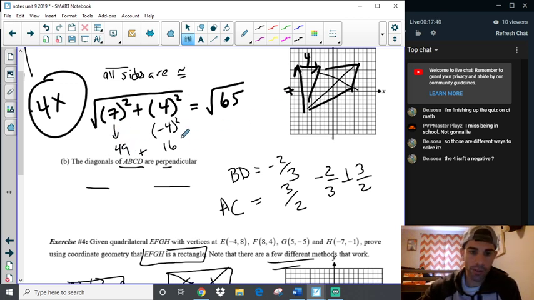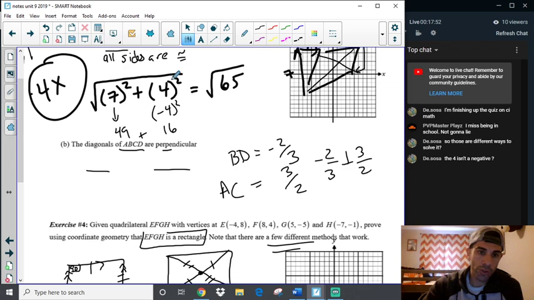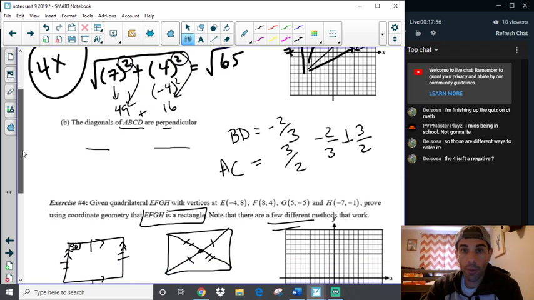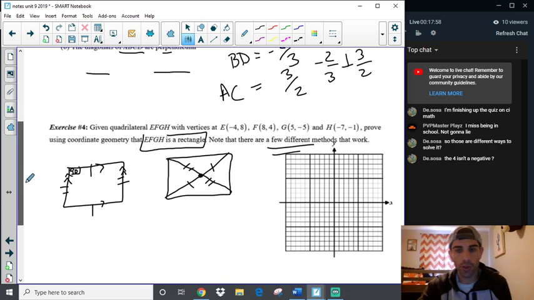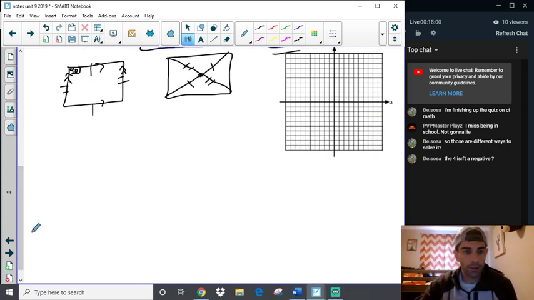So the question was, isn't the 4 negative? Well, if I went up 7, right 4, or if I went down 7, left 4, it could still be positive or negative. Either way, because you're squaring it, you're always going to end up with a positive inside for your distance formula. If you have a negative, then you're in big trouble.